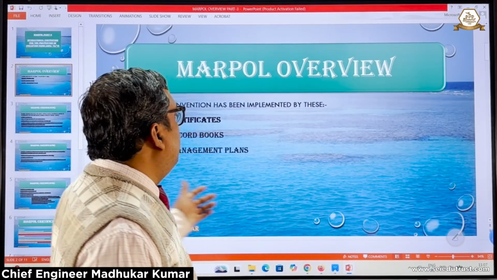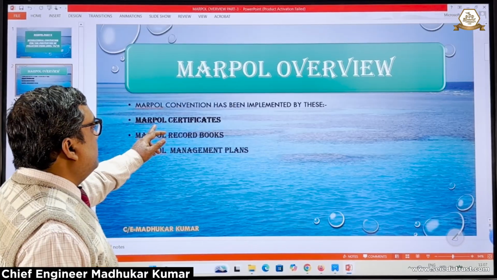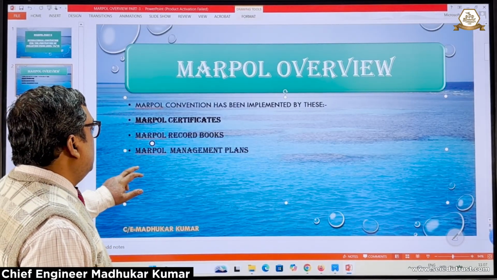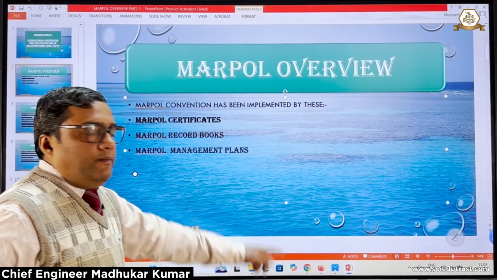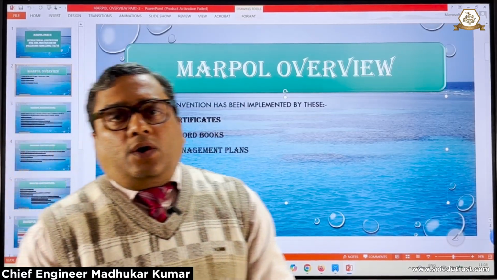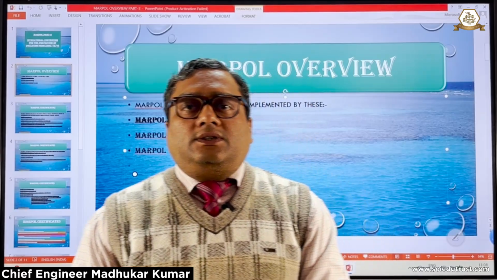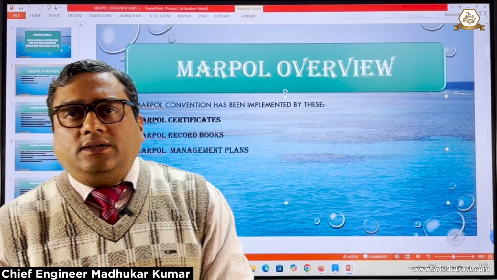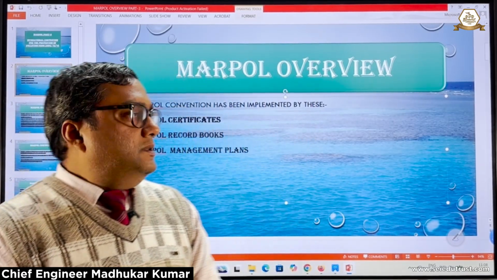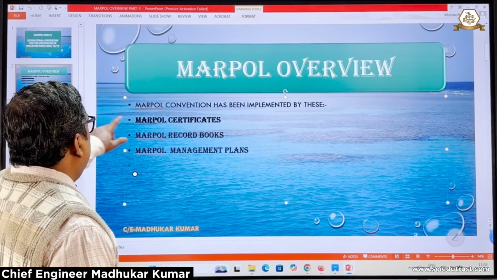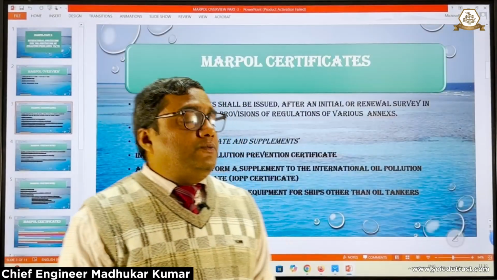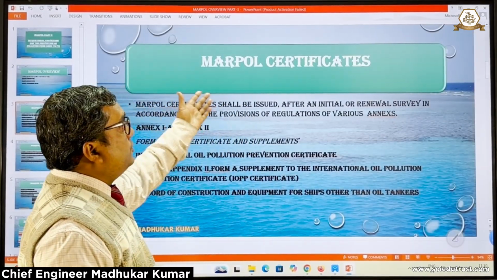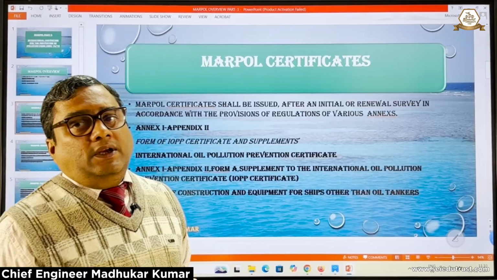But today basically we will put the stress on MARPOL certificates, and then the record books, and then the management plans. So for all 6 annexes, what are the criteria and what are the things there. Okay, so here you can see certificates, record books, and management plans. In this one I am going to show you the MARPOL certificates.